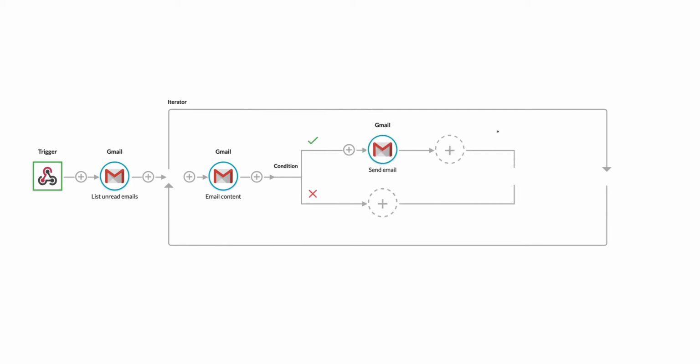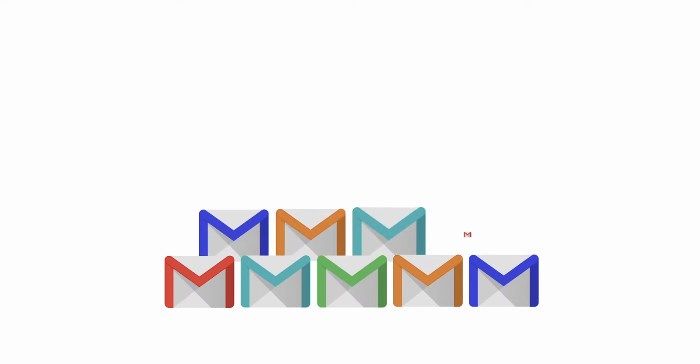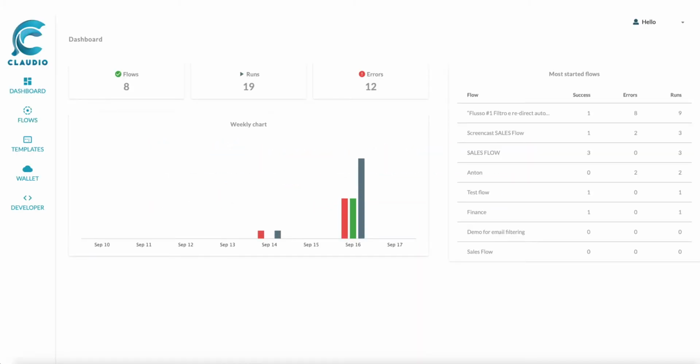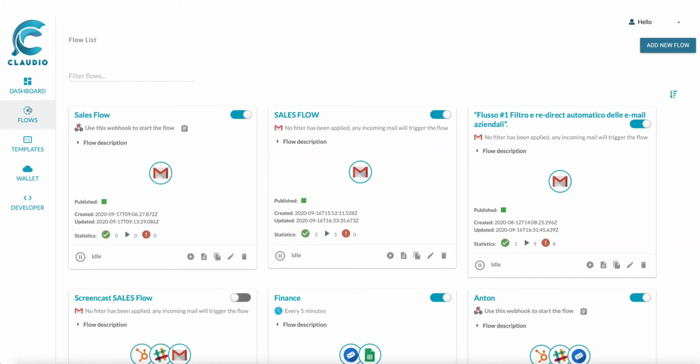We'll explain how to filter for any inbound emails containing invoice information. We'll need a flow that scans the emails on our account and then selects only the ones with a particular keyword. Let's get started. This section contains all of the custom flows we previously designed.